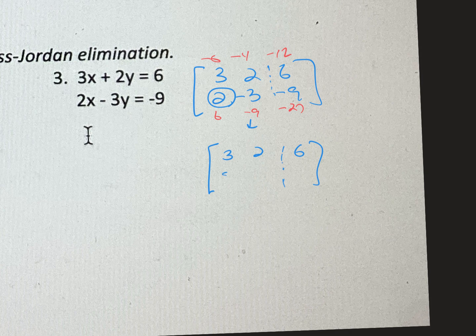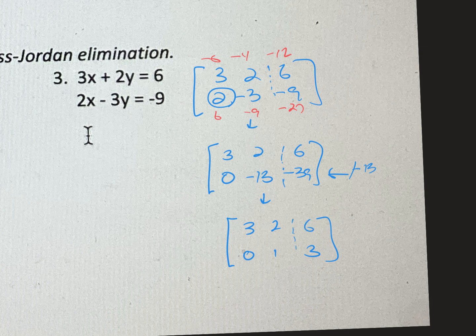If I add -6 and 6, -4 and -9, -27 and -12, now the beautiful thing about that is 13 goes into 39, so I'm going to divide the whole second row by -13. I get 0, 1, and 3. That's 3, 2, and 6.